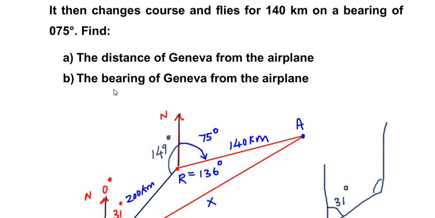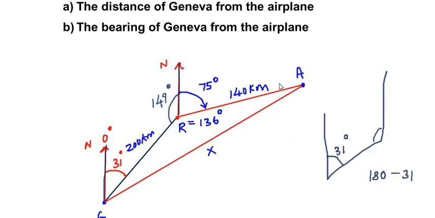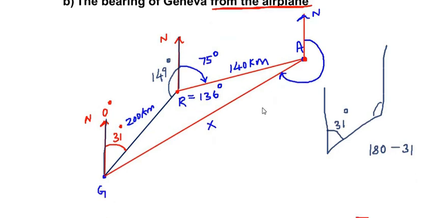Now the next question asks the bearing of Geneva from the airplane. Bearing means they are talking about the angle now. From the airplane, that means we should come to the point where the airplane is present and we have to draw a north line at the airplane, and then we have to start going in the clockwise direction till we reach Geneva, which is over here.